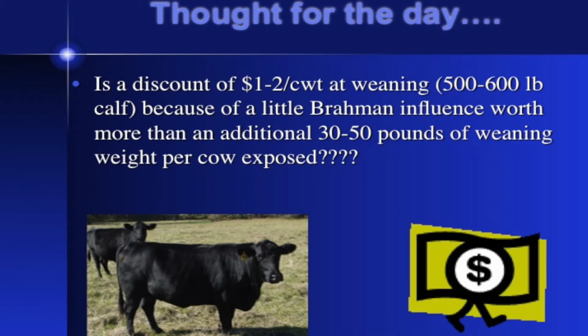So what I always tell my producers here in Texas is that a discount of $1 to $2 at weaning for a little bit of Brahman influence is worth maybe more than an additional 30 to 50 pounds of weaning weight per cow exposed. But then also, hopefully, maybe some lower production costs too. And so again, you've got to think about that original slide, the economic model: production cost, and how do we get a value of our calves? How many calves we have, pounds at weaning, times price per pound. Those three factors multiplied together, minus our production costs. So think about the genetics and what we do with that.